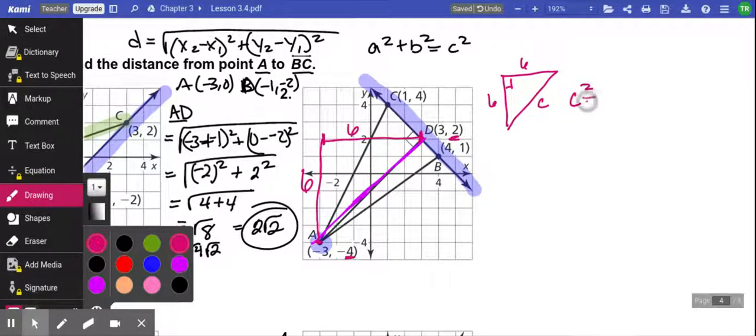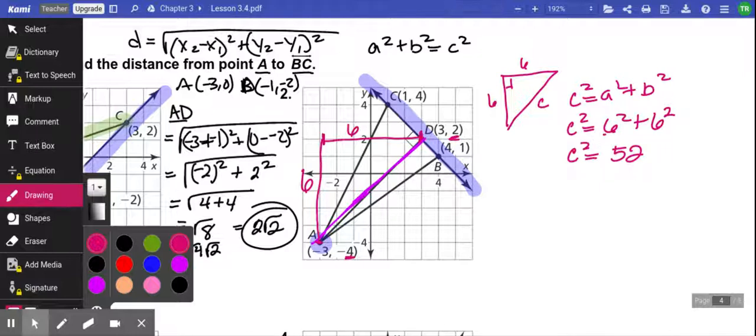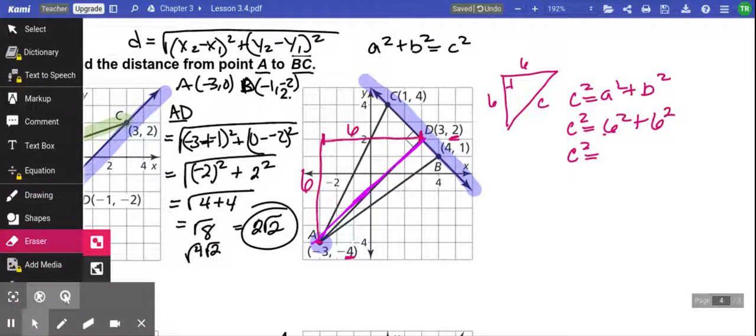So c squared equals a squared plus b squared. So c squared is going to equal 6 squared plus 6 squared. So c squared is going to equal 52, right? 36. No. Yowza. Holy Hannah, how about 72?